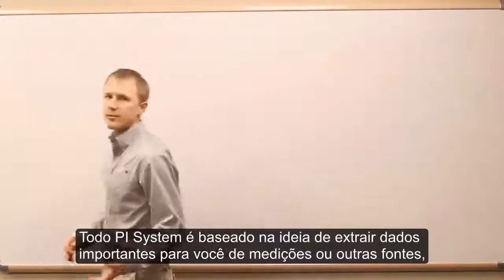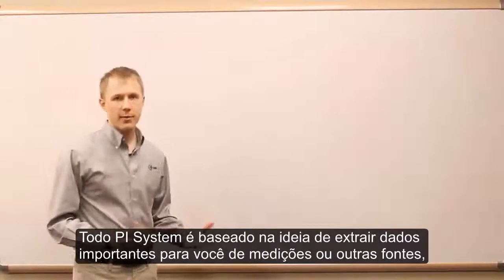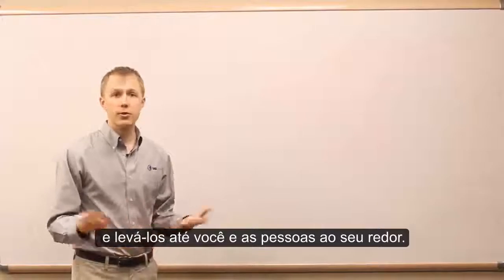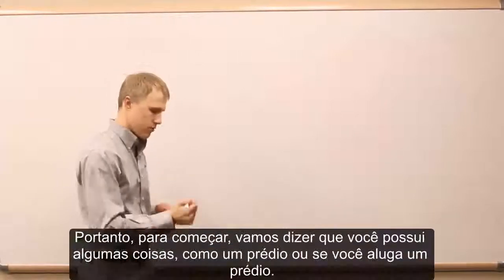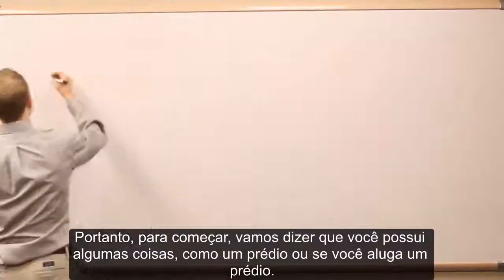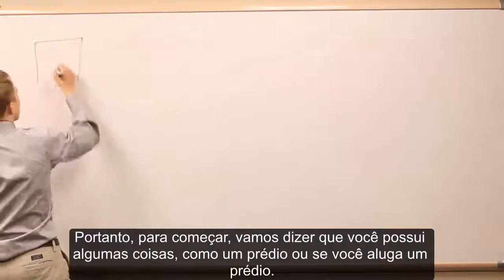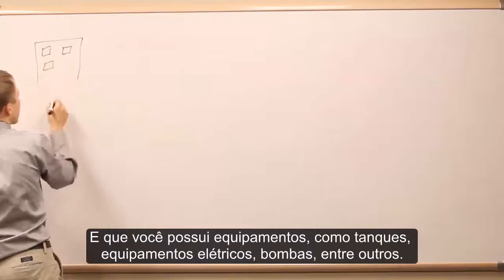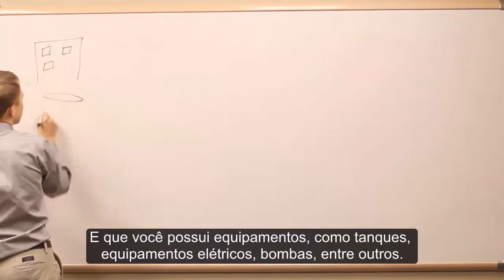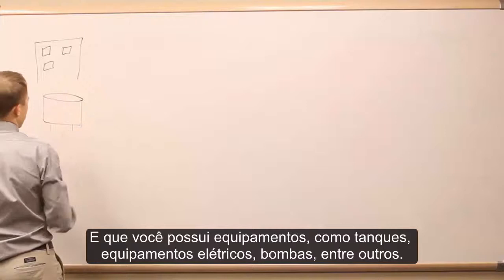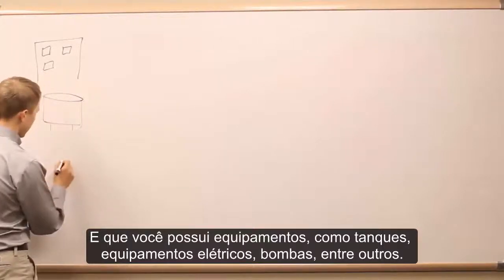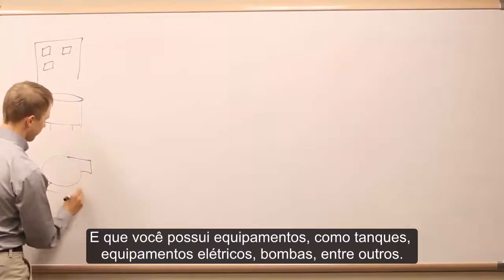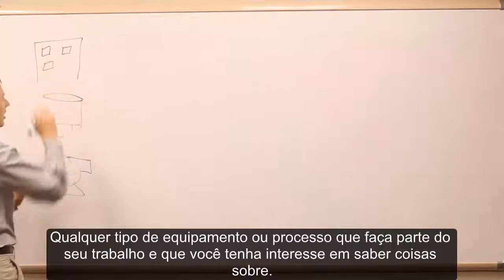So every PI system is concerned with taking data from items and things and measurements that are important to you and getting them to you and the people around you. To start this off, let's say you own things out there, like you own a building or you rent a building, and you own equipment like tanks, or equipment that runs on electricity, like a pump. Or any collection of these things.